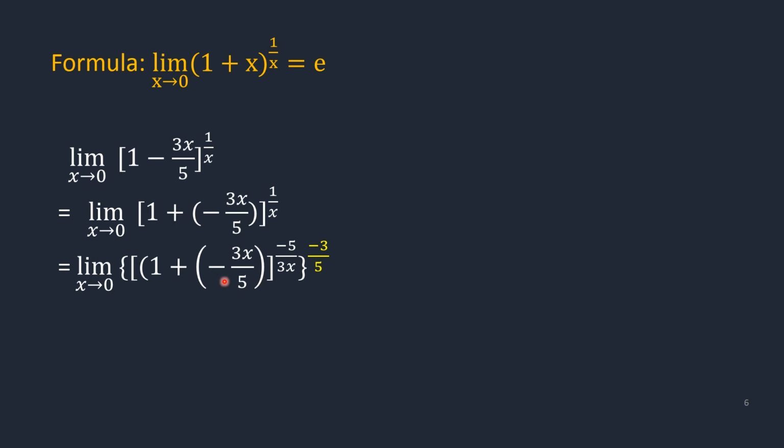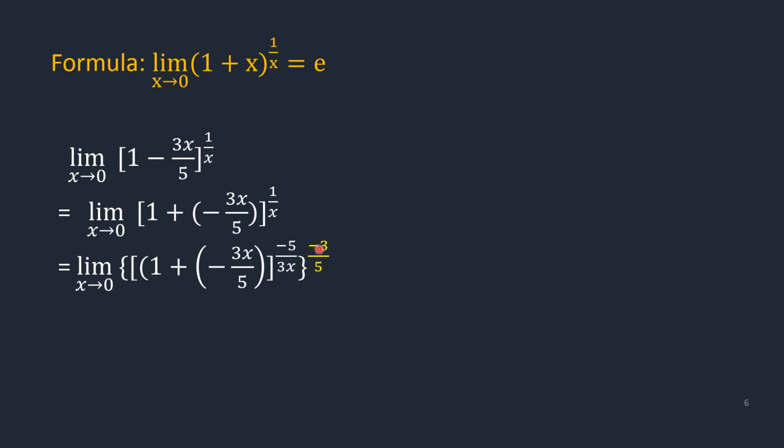You will observe that we have raised this square bracket to the power minus 5 over 3x, which is the reciprocal of minus 3x over 5. Now we have changed the power, and we must bring the changed power back to the original power. Therefore, we will raise the bigger curly bracket to the power minus 3 over 5.